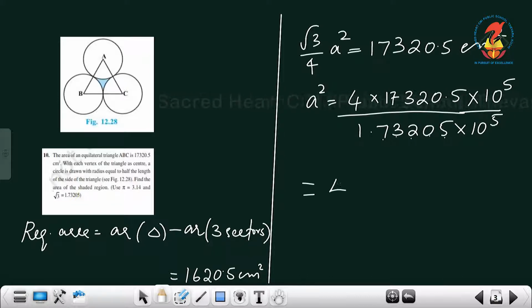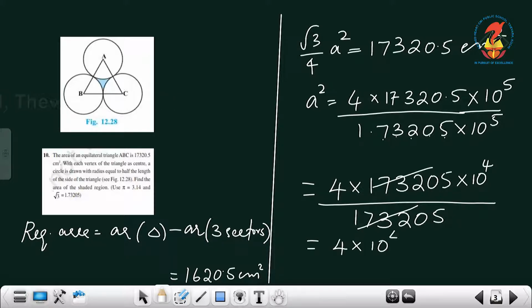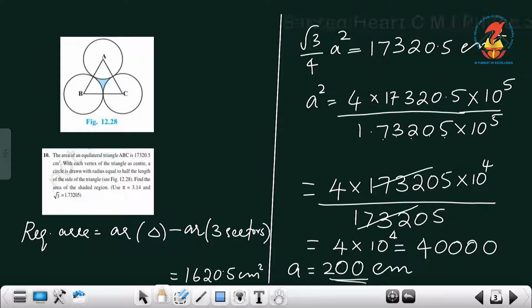So, what we are getting is 4 into 173,205 into 10 raised to 4 divided by 173,205. We can cancel off these two and we are getting it as 4 into 10 raised to 4. That means 4 and how many zeros? 4 zeros. So, what about A? A is equal to 200 centimeter. So, we got A as 200 centimeter.